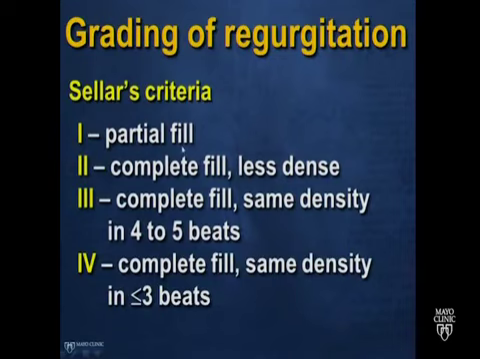So just a couple of things about regurgitation. You won't need to code regurgitation, but you may need to be familiar with Sellers criteria. It's grades 1 through 4. It's based on the degree of filling of the chamber, a partial fill versus a complete fill, and then whether the density of the dye in the regurgitant chamber reaches that of the chamber that the dye is put into. If it's the same density within 4 to 5 beats, it's grade 3. If it's 3 beats or less, it's grade 4. And these criteria are the same whether it's AR or MR.